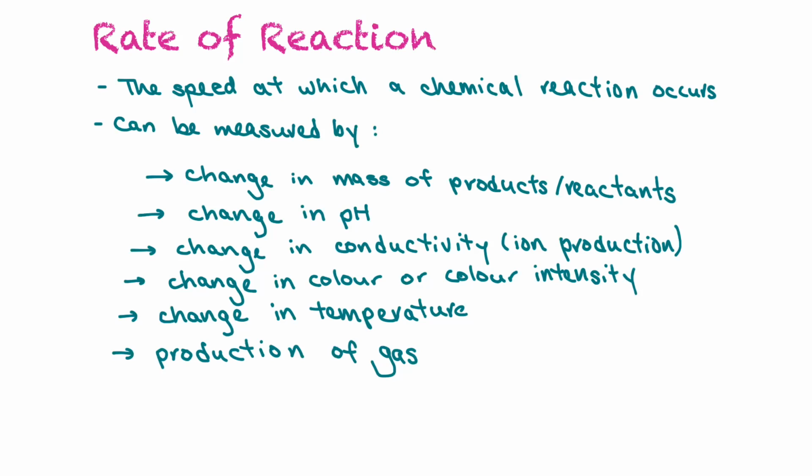You can measure by the change in either the mass of the product or the reactant. You can measure the change in pH. You can measure the change in conductivity, because if there's ions being produced, the conductivity will change. You can measure the change in color or the intensity of color. You could measure the change in temperature or even the production of gas.